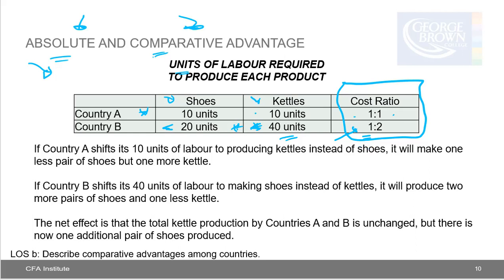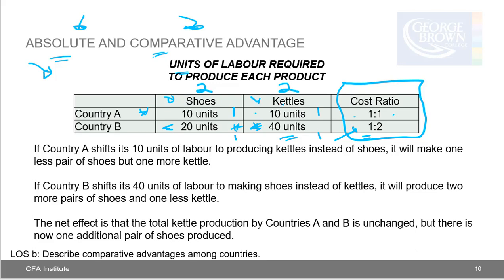What are we going to specialize in? Should we make shoes or kettles? Well, it takes less labor to make shoes. Let's make shoes, okay? But what we're going to do is look at an example here. Let's say the starting point is where country A is making 1 pair of shoes and 1 kettle, and country B is making 1 pair of shoes and 1 kettle. So the starting point is countries A and B making 2 pairs of shoes and 2 kettles, okay?